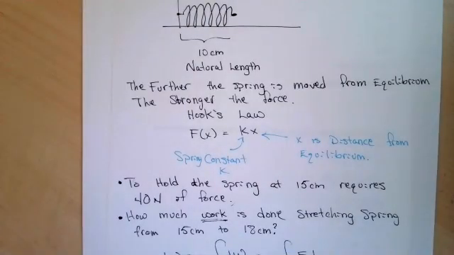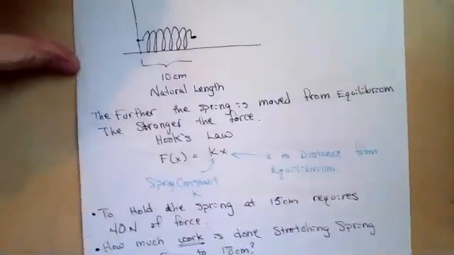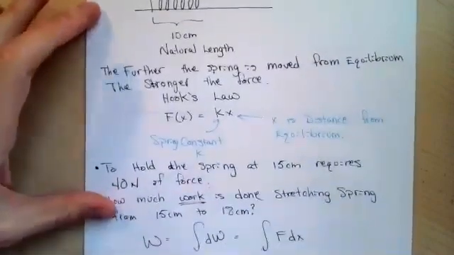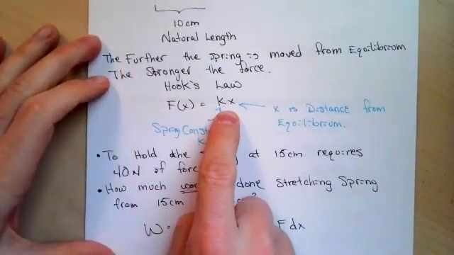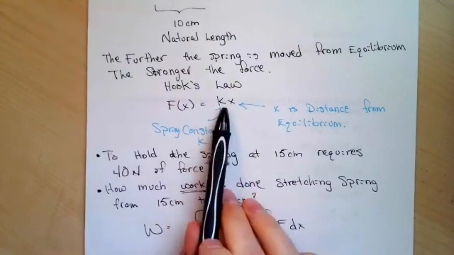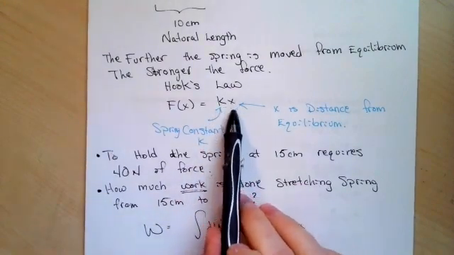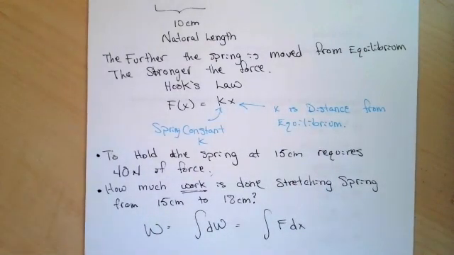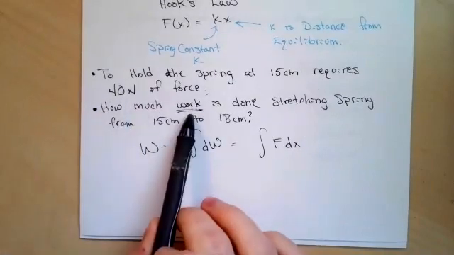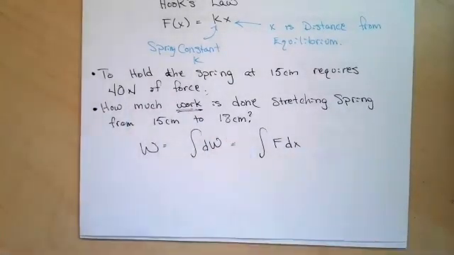So the first example for non-constant forces is something fairly basic. We're stretching a spring, and we have a spring at 10 centimeters as its natural resting length. Hooke's law states that the force on a spring is proportional to the distance we stretch or compress it, so the distance changed from equilibrium. We have a spring constant, k, that is our constant of proportionality, and x, of course, is the distance from equilibrium. We're given information like to hold a spring at 15 centimeters requires 40 newtons of force. How much work is done stretching the spring from 15 to 18?